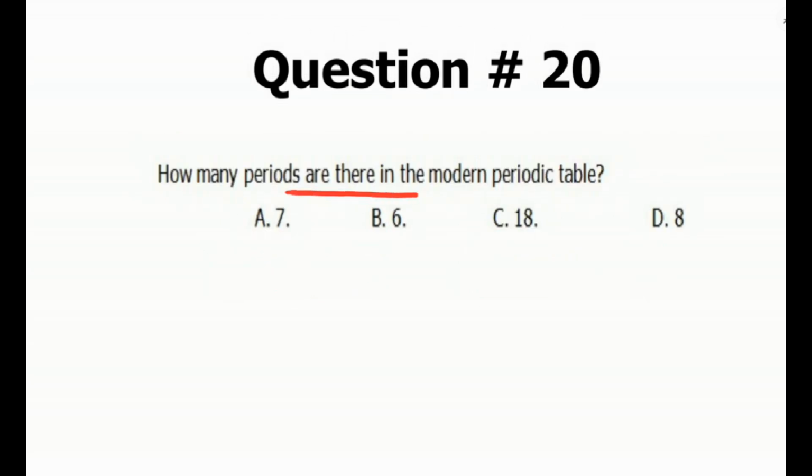How many periods are there in the modern periodic table? Is it 7, 6, 18, or 8?